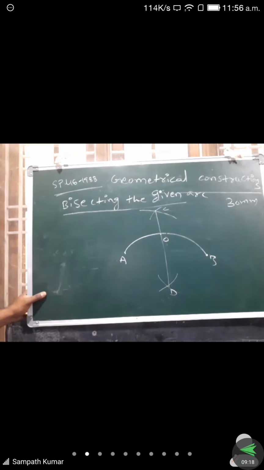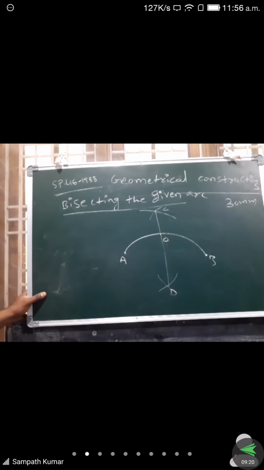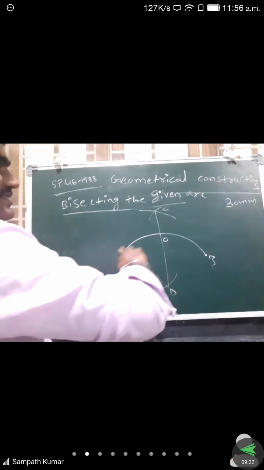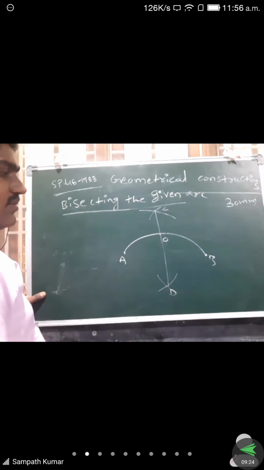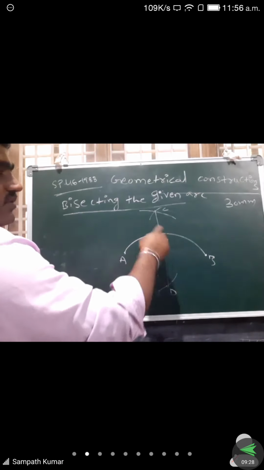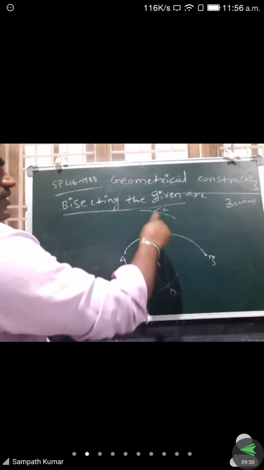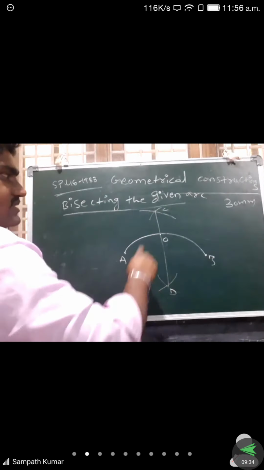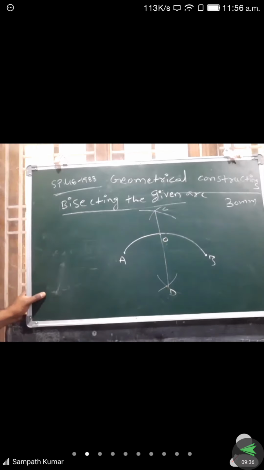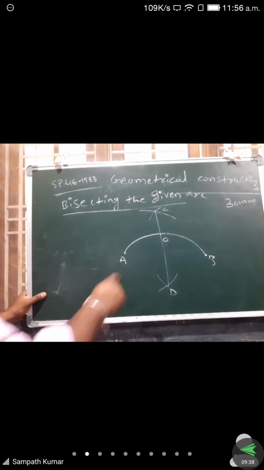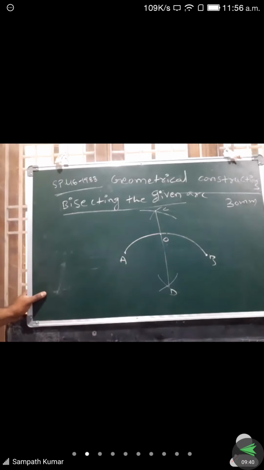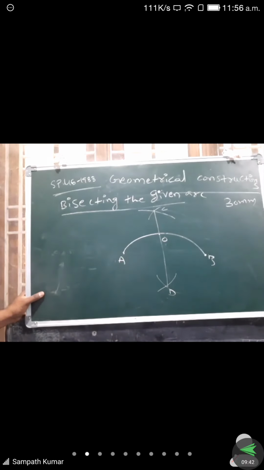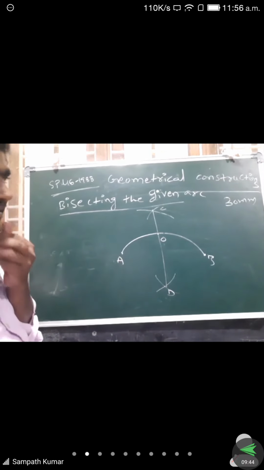Same procedure as bisecting the line. The arc radius given is 30 mm. Then we take the point O. Take A as the center, more than half the arc radius, and draw two arcs on both sides. With B as the center and the same radius, intersect these two arcs. Which is the arc bisecting. Okay.